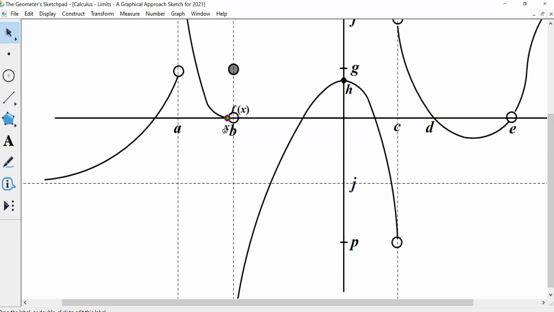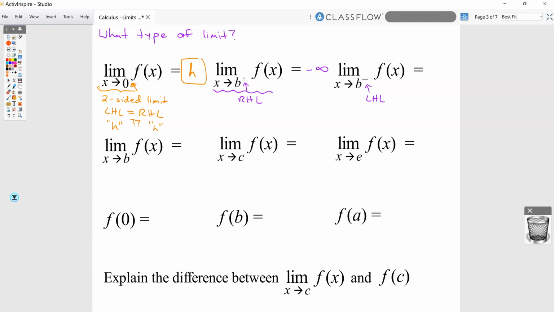Notice, again, we have an open circle right here, so there is no Y value at that location. But what is the X getting close to? When X gets close to B on the left, we are getting close to this open circle, and because it's on the X-axis, that means the Y value is 0. So this answer should be 0.